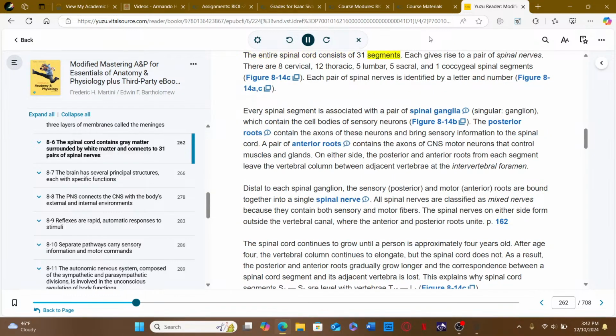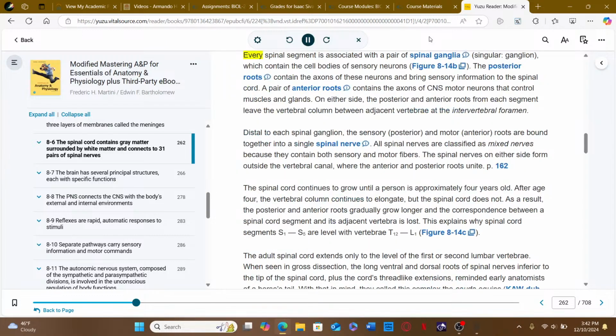The entire spinal cord consists of 31 segments. Each gives rise to a pair of spinal nerves. There are 8 cervical, 12 thoracic, 5 lumbar, 5 sacral, and 1 coccygeal spinal segments, figure 8-14c. Each pair of spinal nerves is identified by a letter and number, figure 8-14a,c.